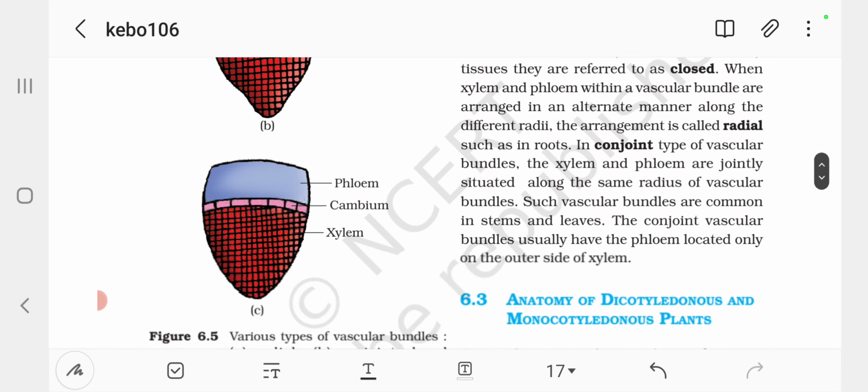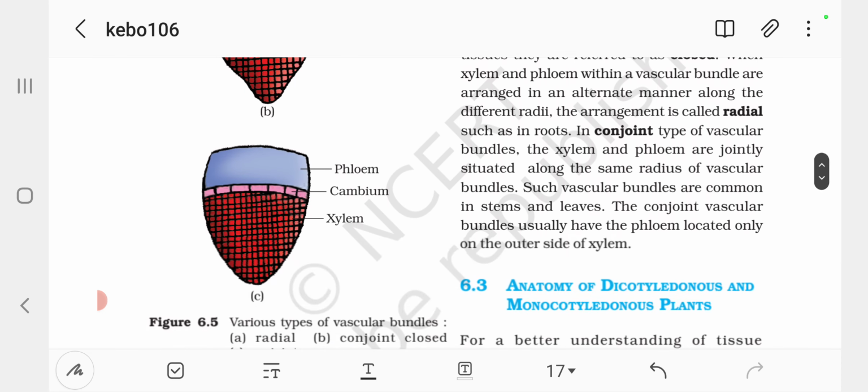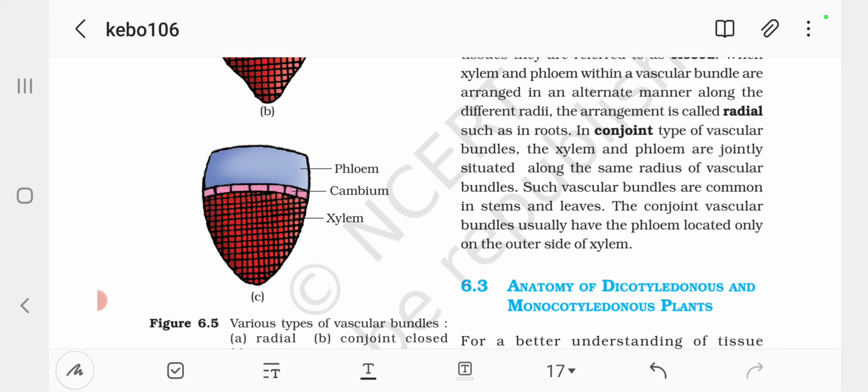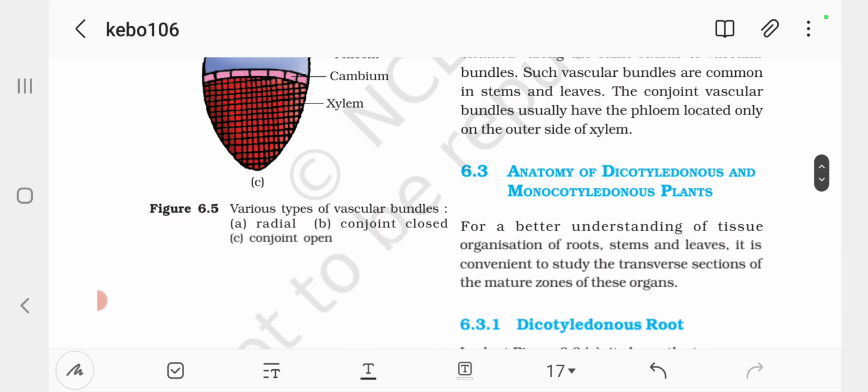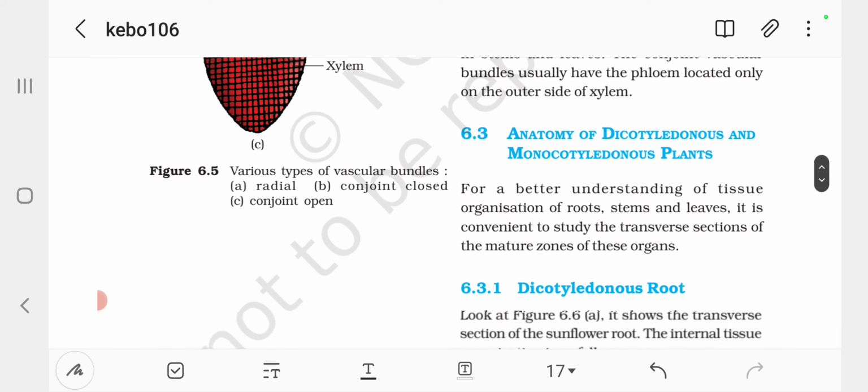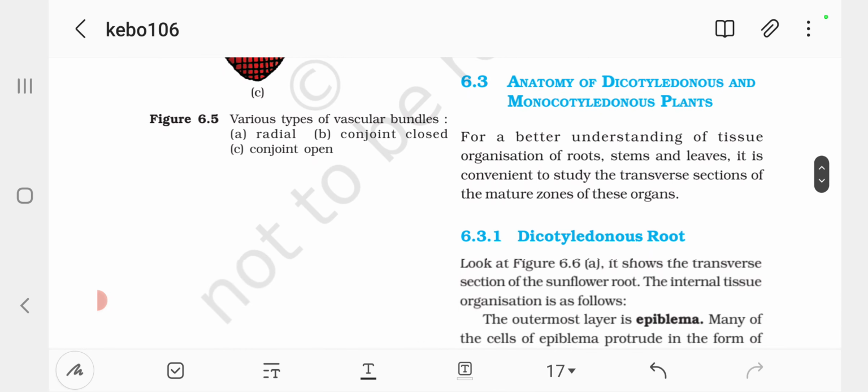When xylem and phloem within a vascular bundle are arranged in an alternate manner along the different radii, the arrangement is called radial, such as in roots. In the conjoint type of vascular bundle, the xylem and phloem are jointly situated along the same radius of the vascular bundle. Such vascular bundles are commonly found in stems and leaves. The conjoint vascular bundle usually has the phloem located on the outer side of xylem.